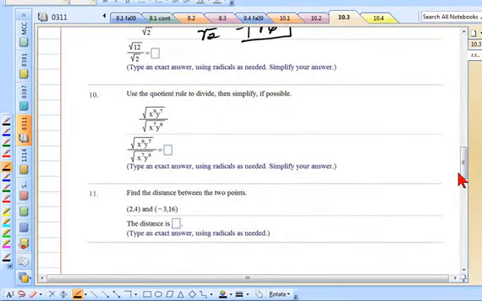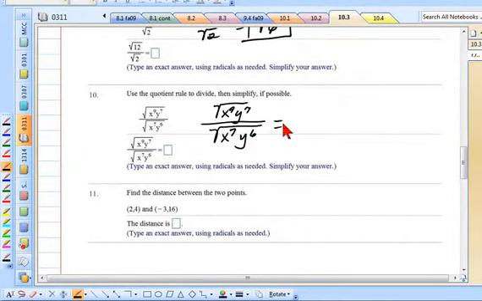Number 10, I have the square root of x to the 9th, y to the 7th, over the square root of x to the 7th, y to the 6th. Okay, the quotient rule says that I can subtract my exponents for like bases. It gives me x to the 2nd and a single y. Well, that can be simplified.